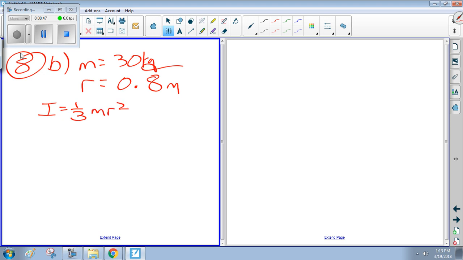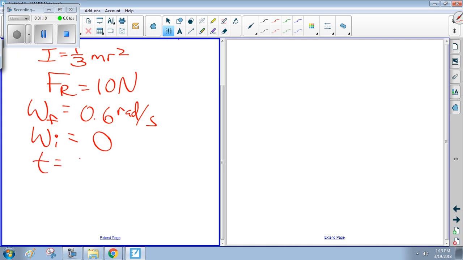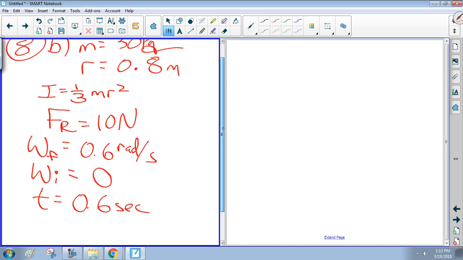All right, so let's see. It says, where on the door should his force of 10 newtons, so the force of Roy is 10 newtons, where on the door should it be applied if he wants the door to reach 0.6 radians a second in 0.6 seconds? So what is that 0.6 radians per second, you guys? Angular velocity, but that's just the final, right? What was the initial, presumably? 0, right? And then it tells us that we want this to occur in 0.6 seconds, right?